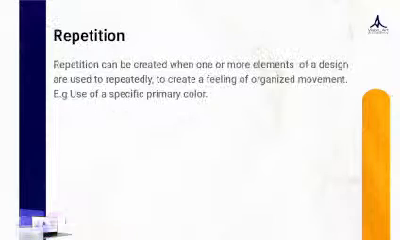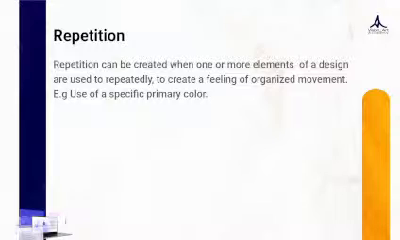So what repetition means is, repetition is a kind of principle that you need to be repeating particular stuff. For instance, is the color. So you have a primary color already. Now you have some primary actions that you need that primary color to do. Now using another color, that means that action there is not a primary action, which is wrong. So repetition can be created when one or more elements of a design are used repeatedly to create a feeling of organized movement.